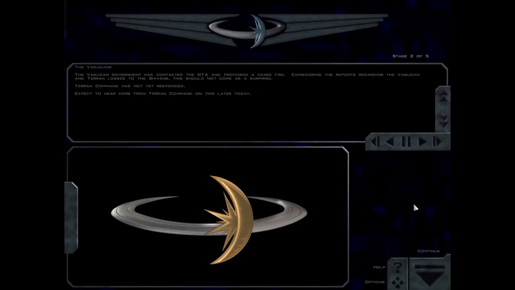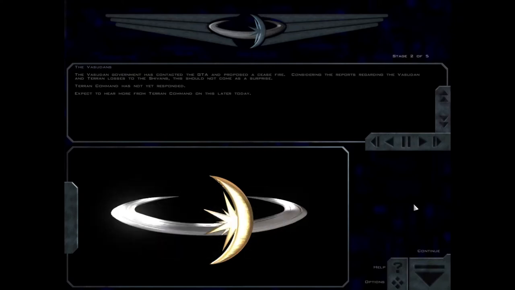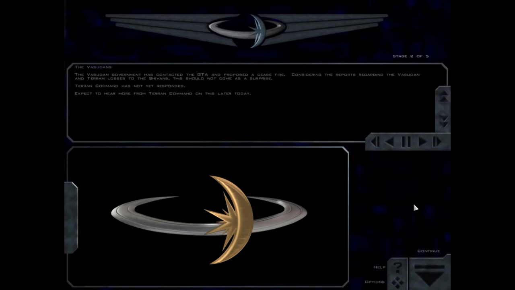The Vasudan government has contacted the GTA and proposed a ceasefire. Considering the reports regarding the Vasudan and Terran losses to the Shivans, this should not come as a surprise. Terran Command has not yet responded. Expect to hear more from Terran Command on this later today.